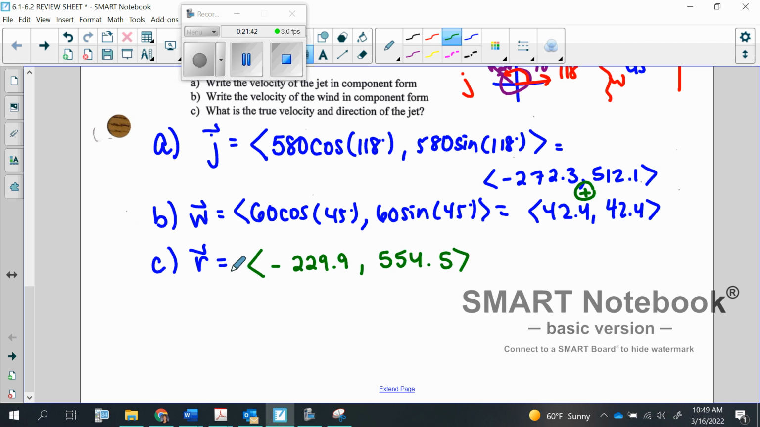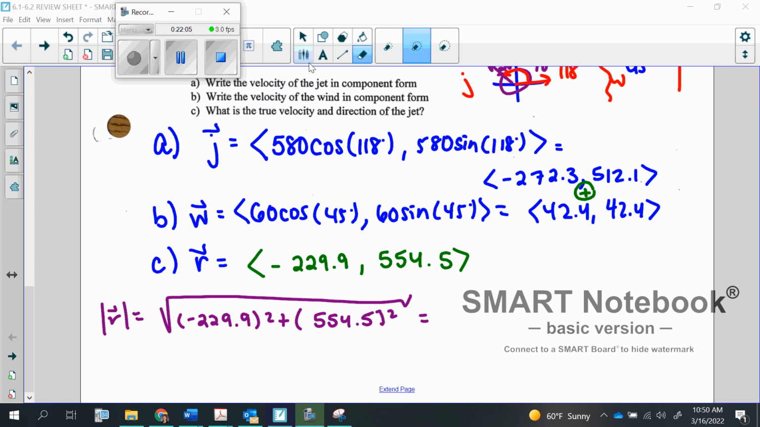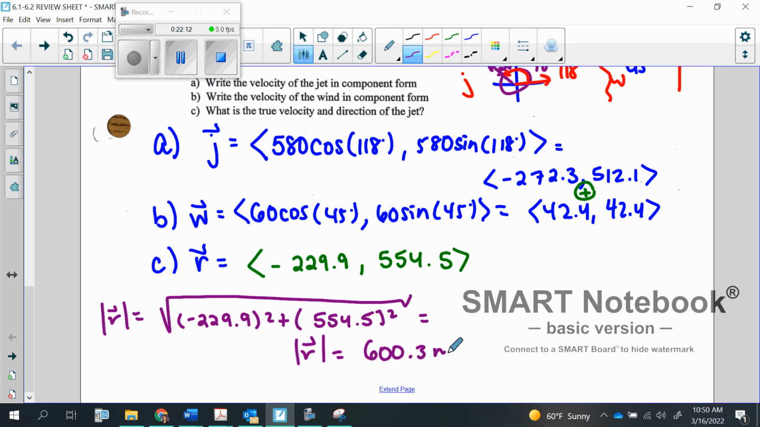They didn't ask that. They want my true velocity or my true speed. So first, to find my true speed, I'm going to find my magnitude. And I'm going to find my direction angle, but first my magnitude. So, okay, I didn't simplify this on here, but you'll see it on your key if you just end up solving it. Your magnitude or your true speed is going to end up being about 600.3 miles per hour.